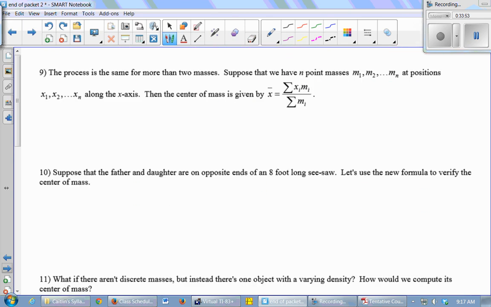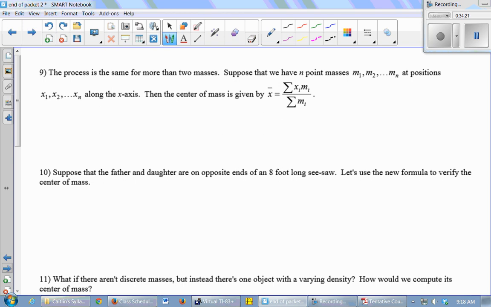So the process works the same if you have n masses, instead of just 2, 1 on each end, right? If you have n point masses at positions x1, x2, xn along this balancing thing on the x-axis, then this is how you find the center of mass x bar. You add up all the moments, displacement times mass. And when you do that, you just distribute and simplify, you end up with this sum, right?